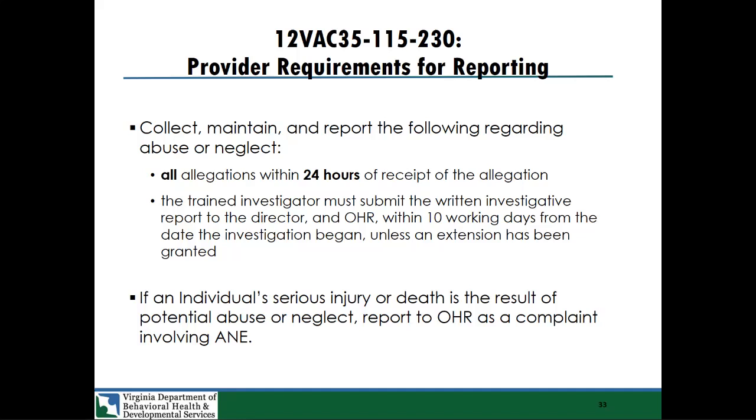Please be advised, all complaints must be reported within the specified time frame, regardless of whether it is a weekend or holiday. So, for example, if a report of A&E, or abuse, neglect, and exploitation, is received on Friday at 7 o'clock p.m., it must be entered in CRIS by 7 o'clock p.m. on that next day, which is Saturday.